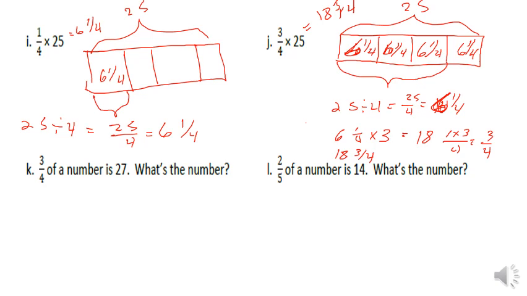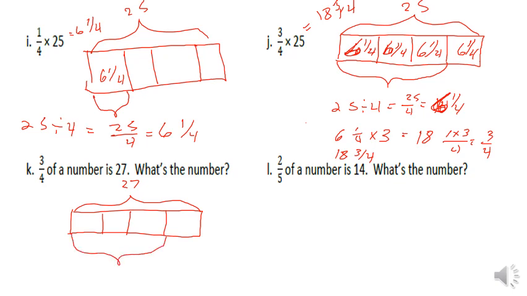K says 3/4 of a number is 27. What is the number? Okay, this is just kind of put into a word problem. We know we're still looking for part of a whole. The whole is 27. We're going to split it into fourths, and we're looking for 3/4 of it. So we know 27 divided by 4 equals 27/4. Well, I know 4 times 6 is 24, 4 times 7 is 28, so that's too much. So it has to be 6, with 3 left over in my denominator. So each one's going to be equal to 6 3/4.